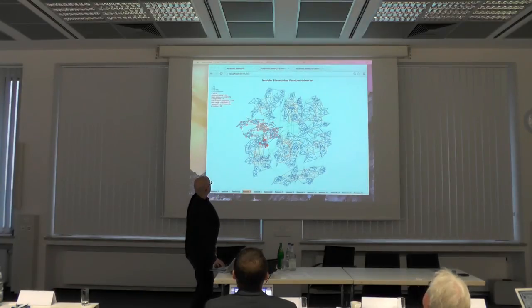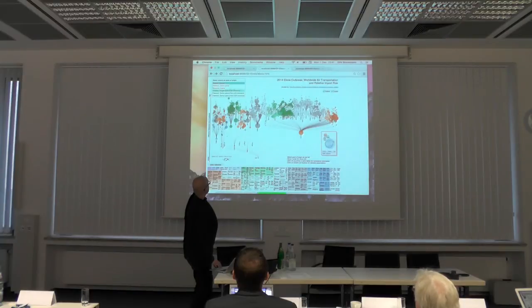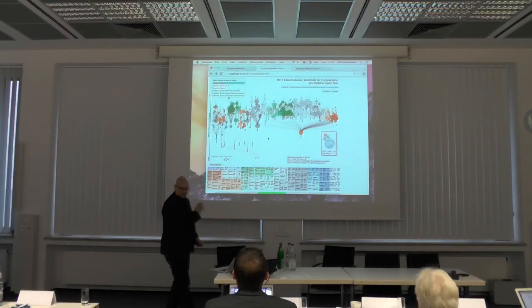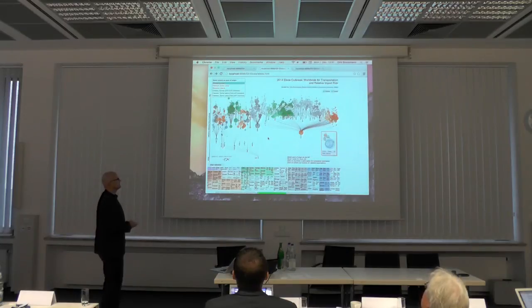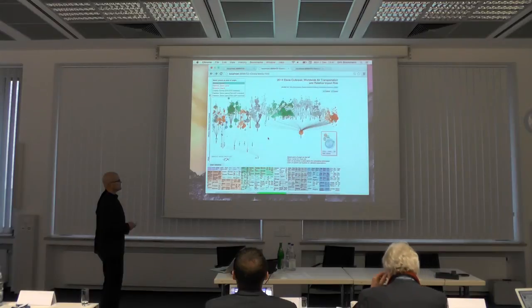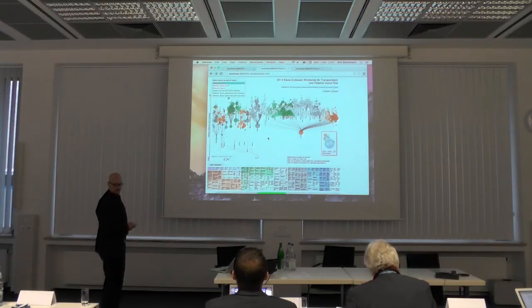So let me go back here and show you what we did for Ebola. Okay? So this is a very complicated figure. It's a website that you can go to, my group's website. So what is shown here? This is a reference point. It's one of the airports in West Africa, Conakry in Guinea.